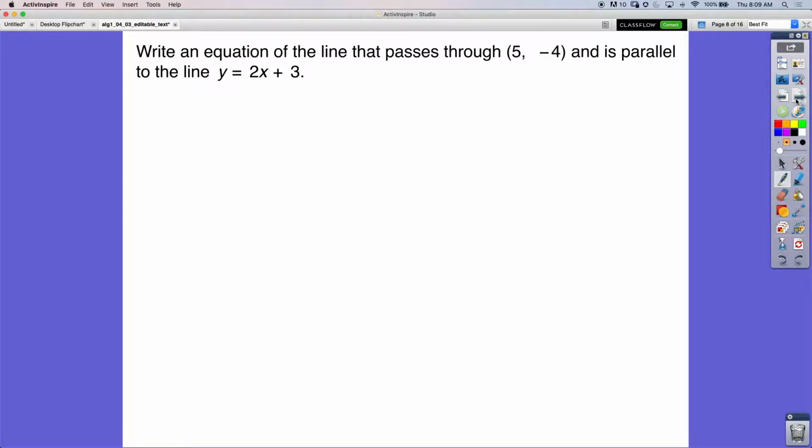Write an equation of a line that passes through 5, negative 4, and is parallel to this line. Aha. So we're going to write a new equation. Well, let's find out. What's the slope of this line? 2. Okay. So we have a point of our new line and a slope. So which form do you think we're going to use? Point slope form. Very good. So what's the equation for point slope form? We just did. y minus y1 equals m times x minus x1.